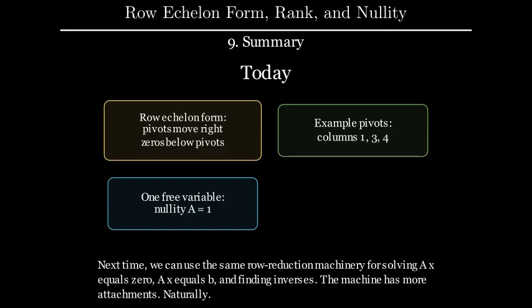Next time, we can use the same row reduction machinery for solving AX equals 0, AX equals B, and finding inverses. The machine has more attachments. Naturally.